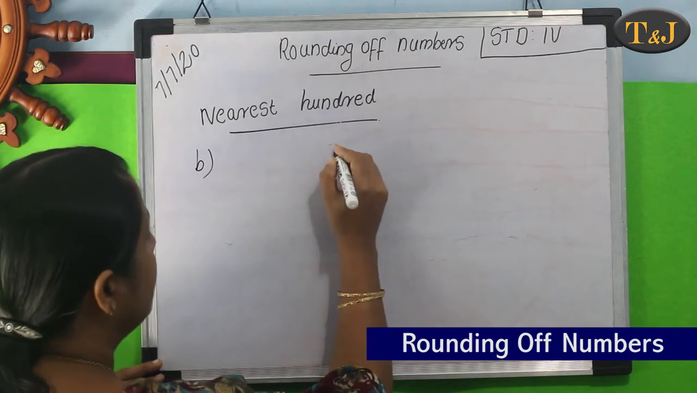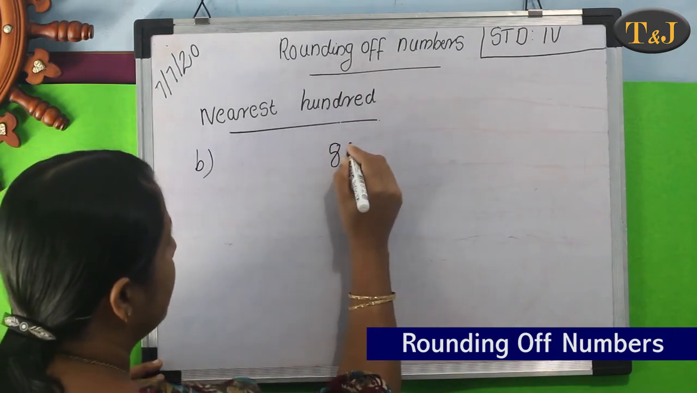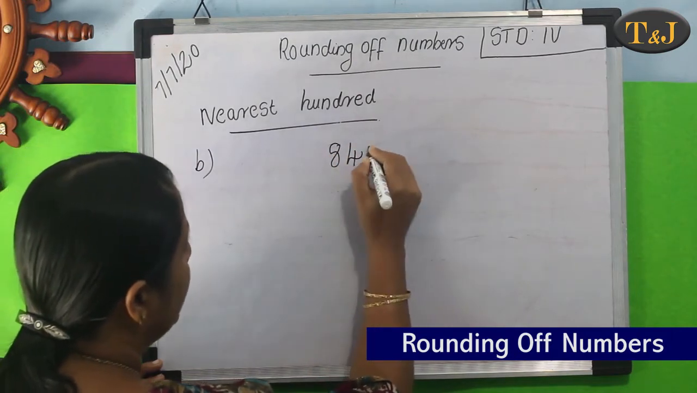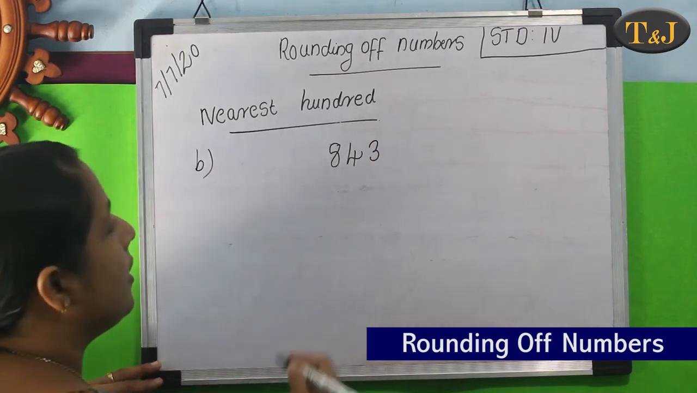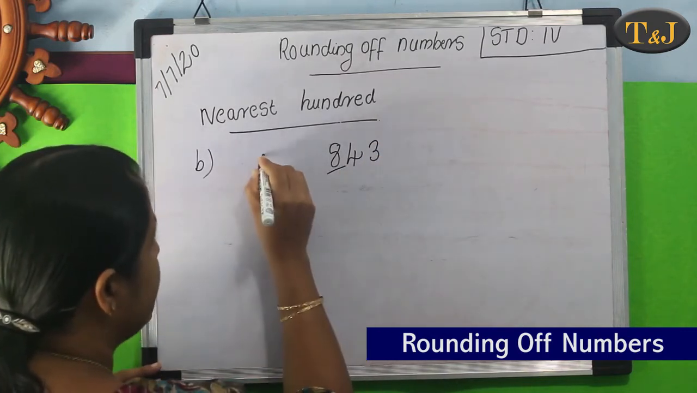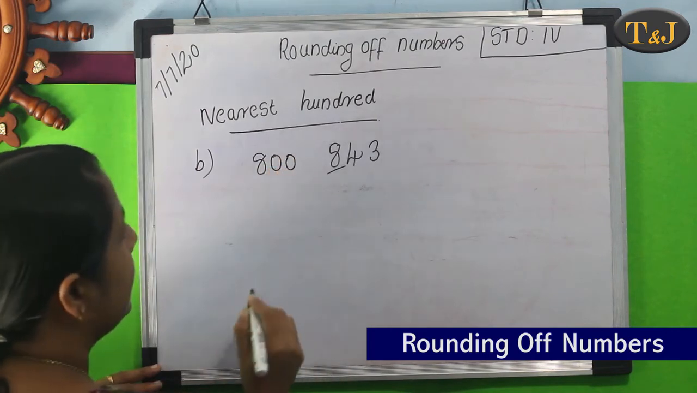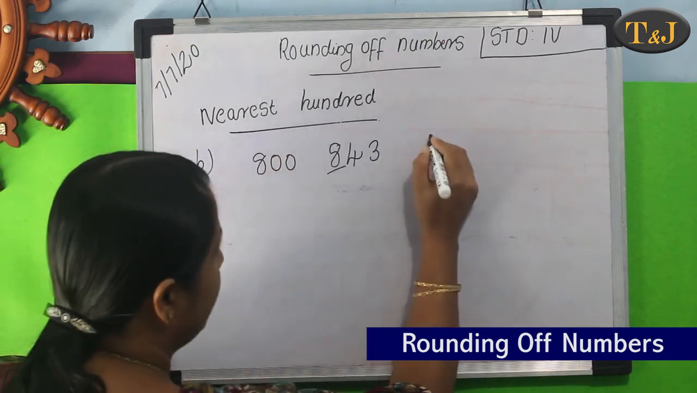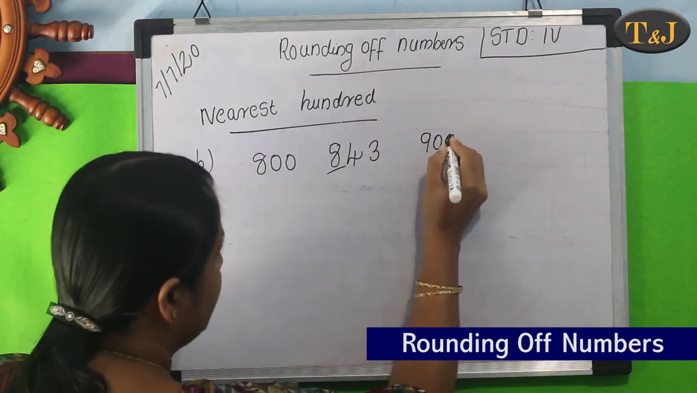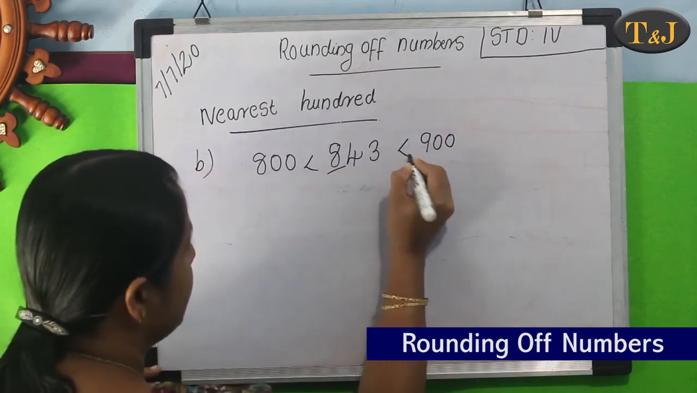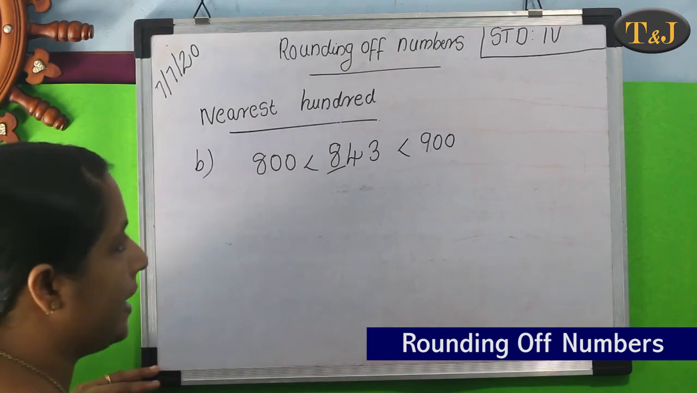Then write the number 843. Here our first number is 8. Then write 8, and in case of nearest 100 we put 2 zeros. Then adding 100 to this number, we write 900. So 843 lies between the numbers 800 and 900.